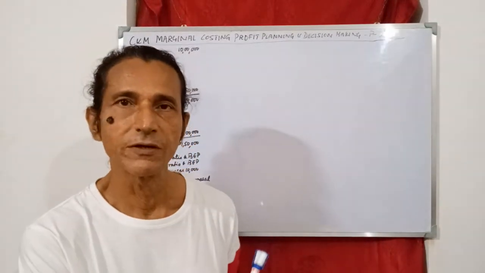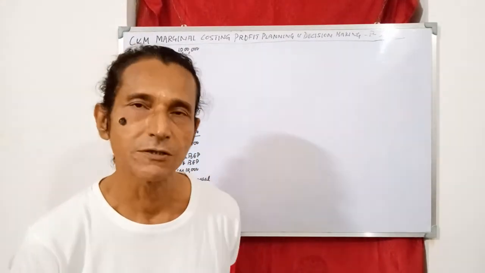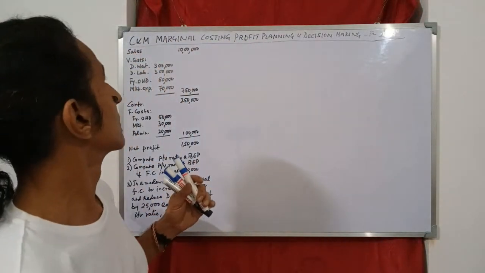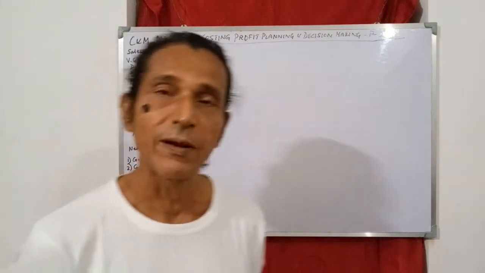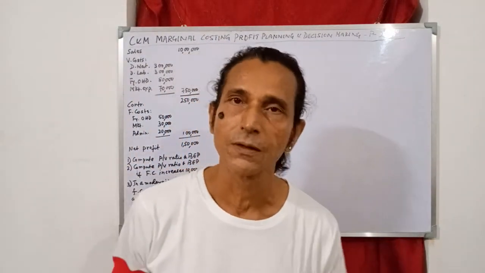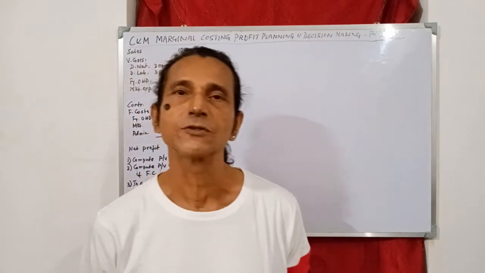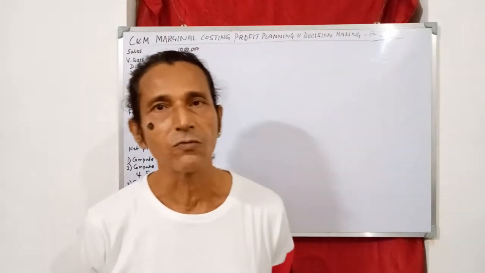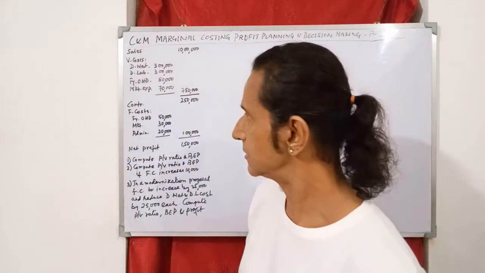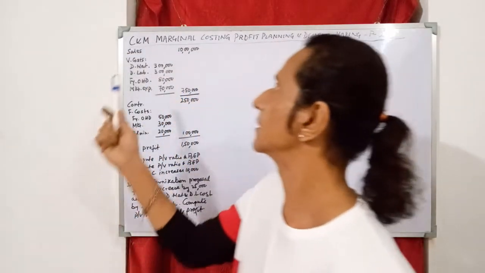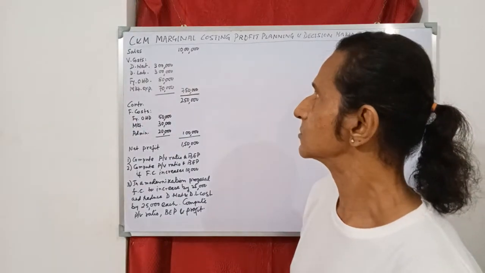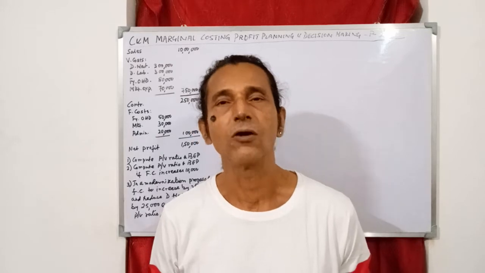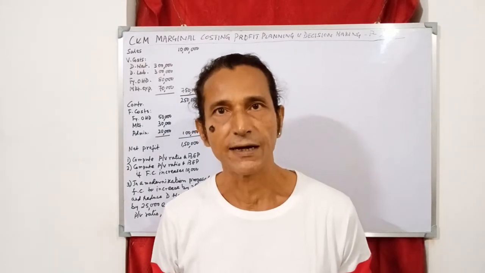The subject of this video is cost and management accounting, and the topic is marginal costing, profit planning and decision making part 2. In part 1, I have solved numerical problems on profit planning and decision making of one type, and in this part I shall solve another numerical problem by using marginal costing technique. To be precise, the CVP or cost volume profit analysis.